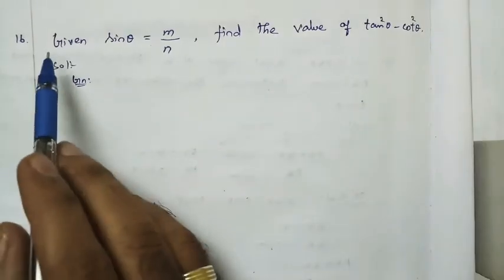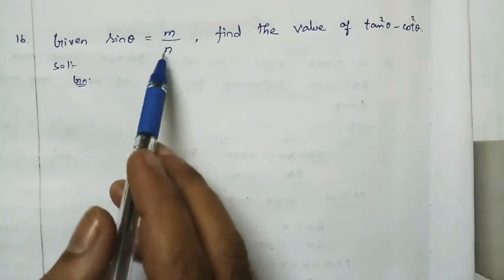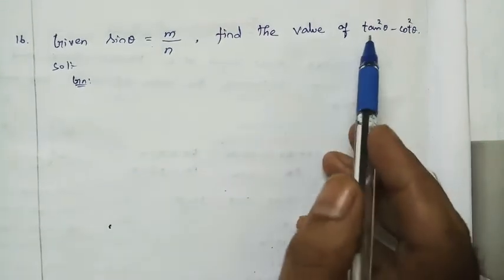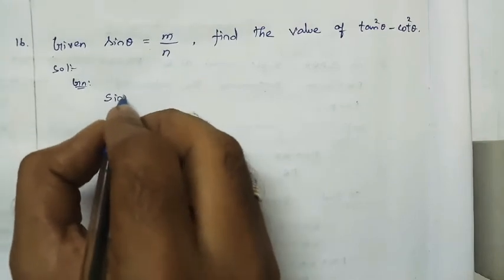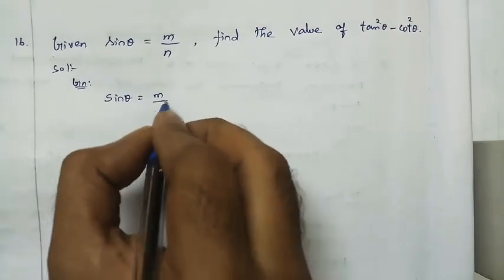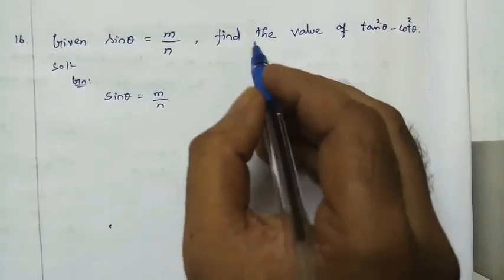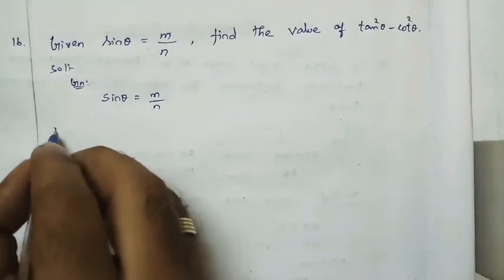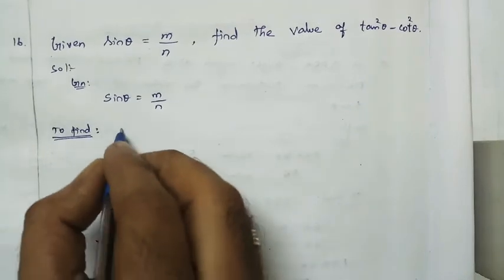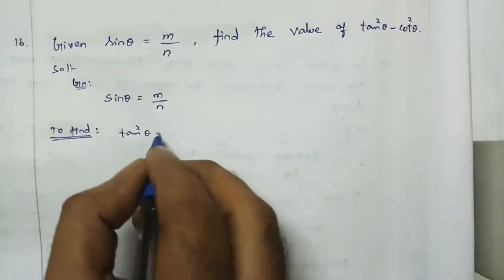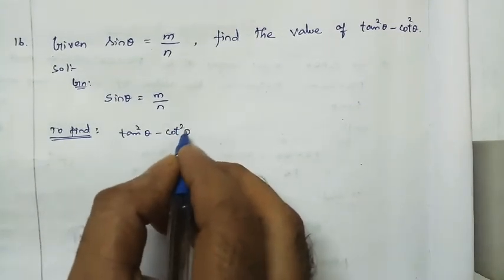So number 16, given sin theta is equal to m by n. Find the value of tan square theta minus cot square theta. So what is the given? Sin theta is equal to m divided by n, right? To find, what we want to find? We want to find the value of tan square theta minus cot square theta, right?